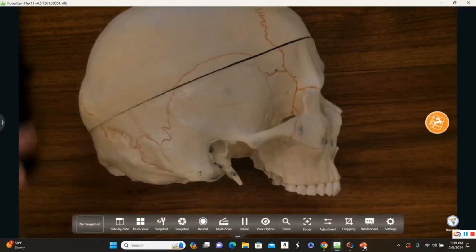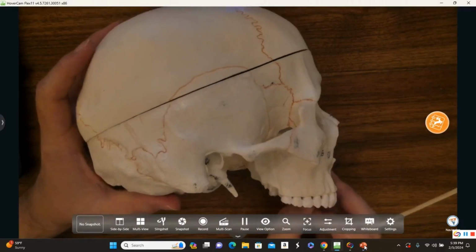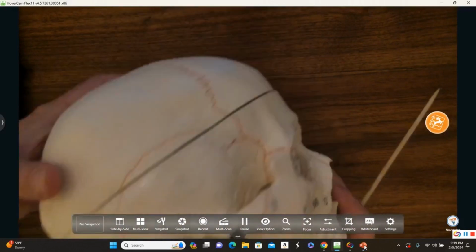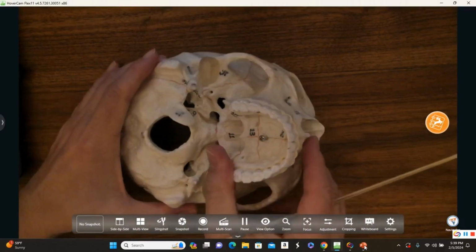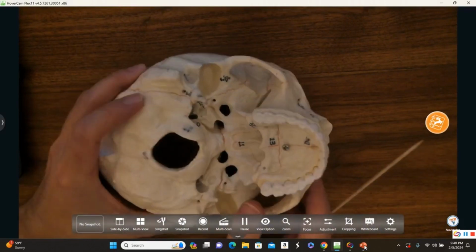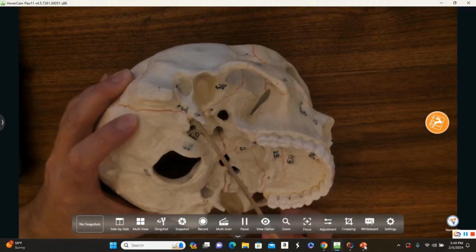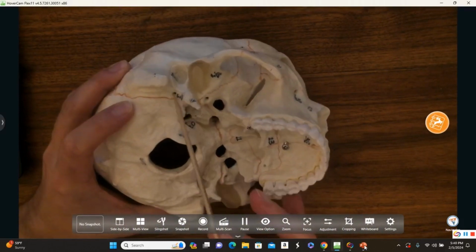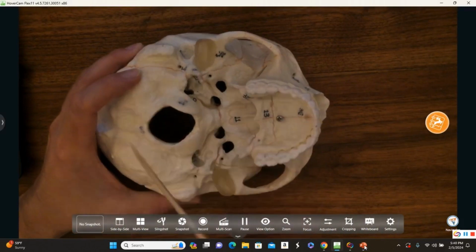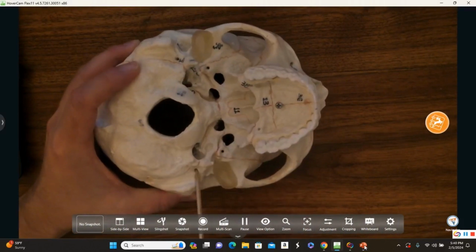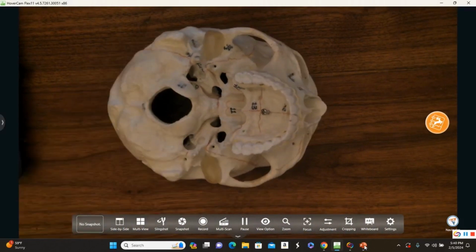Stylomastoid foramen. To find it, I'm going to take the top of the skull off because it makes it easier to handle. I'm going to turn this like this, and we're going to find the styloid, we're going to find the mastoid, and we're going to look right in here, and we're going to find the stylomastoid foramen right here. Stylomastoid foramen, right there.